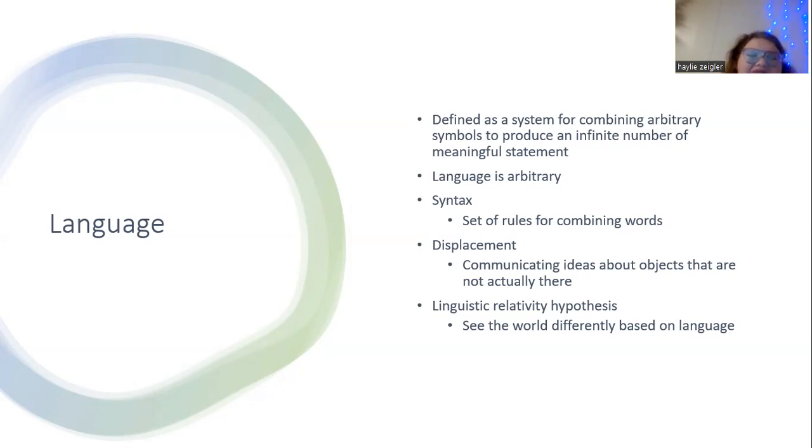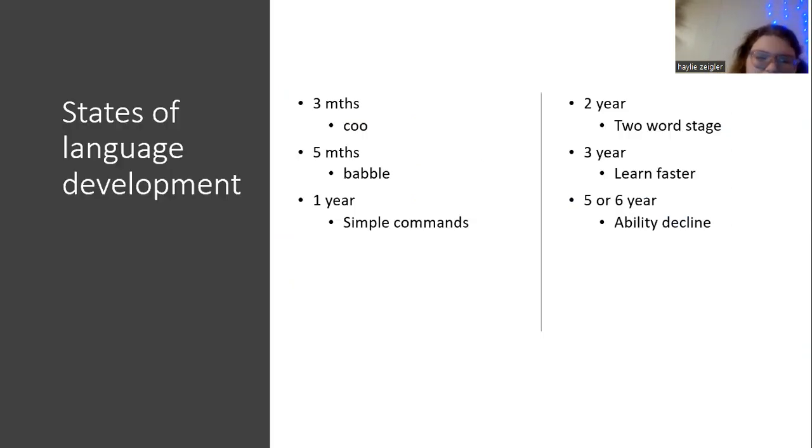And one hypothesis that I wanted to bring up was the linguistic relativity hypothesis, which states that we see the world differently based on what language we speak. Someone who speaks English could see the world incredibly differently than someone who speaks Spanish.